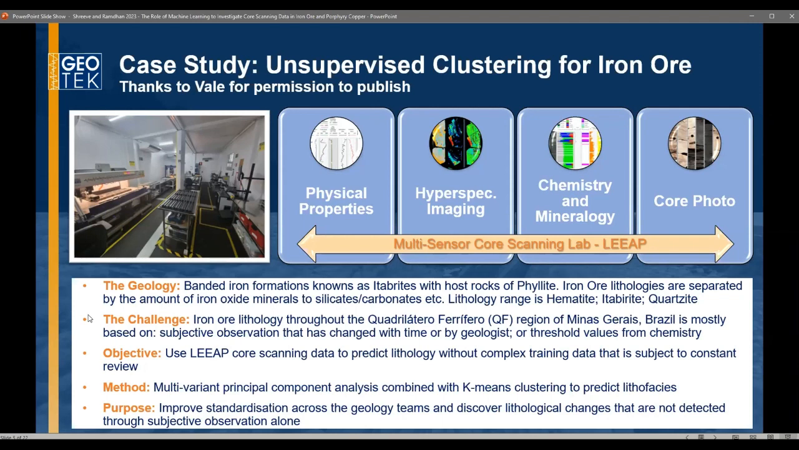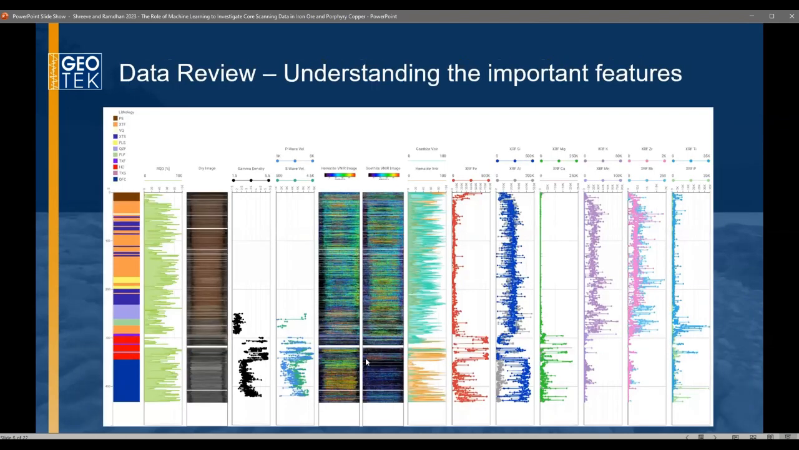So can we use LEAP core scanning data to predict lithology without the need of a very complex training data set, which also doesn't really exist because of that inconsistency? Now, to do this, we used a multivariate approach, using principal component analysis and k-means clustering to predict lithology, to try and improve standardization across the geology teams and discover what we might not know about this lithology as well. So where do we start?